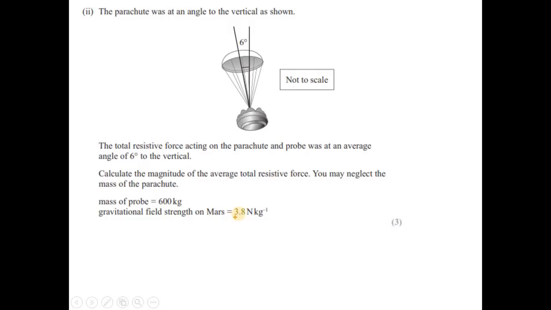Now if you see the number of forces acting, in this case we are ignoring the mass of the parachute. So we have the weight of the probe acting downward. We can find weight as 600 times g, and in this case g is not 9.8, because it's all about Mars. G on the surface of Mars is 3.8. So W equals mg. Remember, this g is not 9.8, and the other force acting is along that line making 6 degrees. This is the resistive force F.